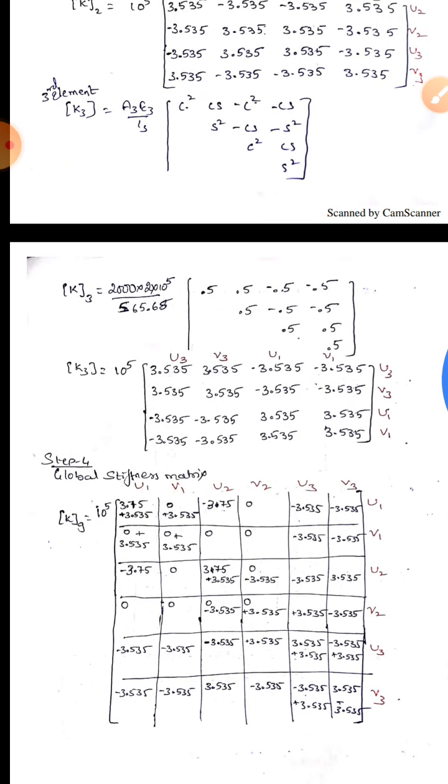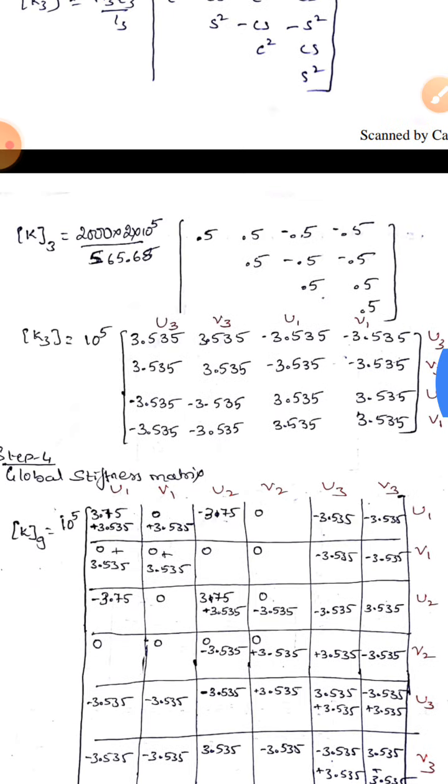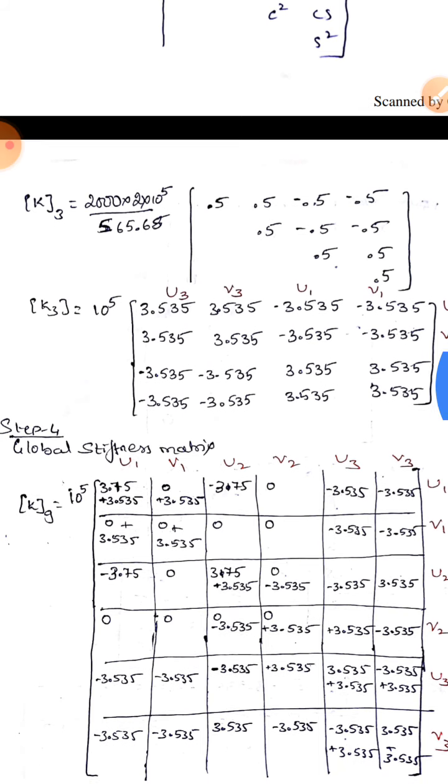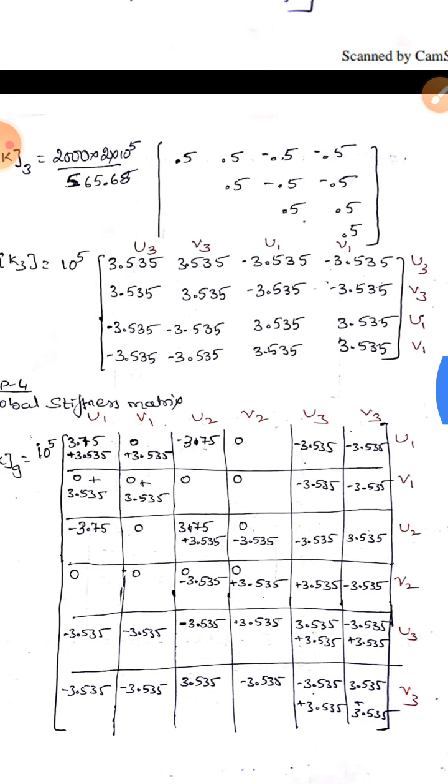Come to the last element stiffness matrix, E3 A3 by L3. Substitute the values of C and S in the matrix. See carefully the negative symbol, some cos theta or sin theta values are negative. Fill those values correctly, and the formula also has some negative symbols, so you manipulate and calculate the values correctly. Determine K3, that is the final stiffness matrix.